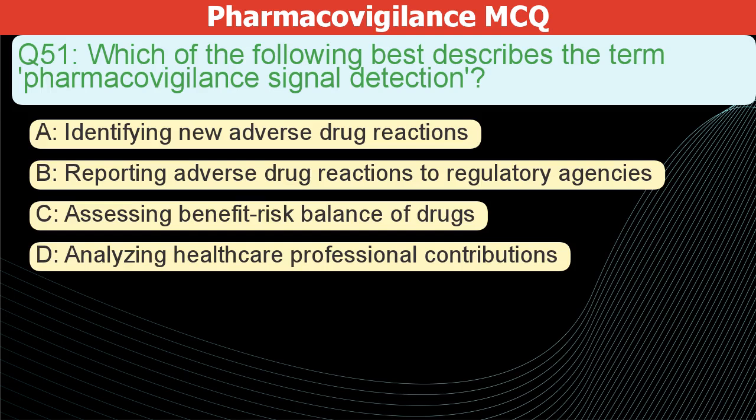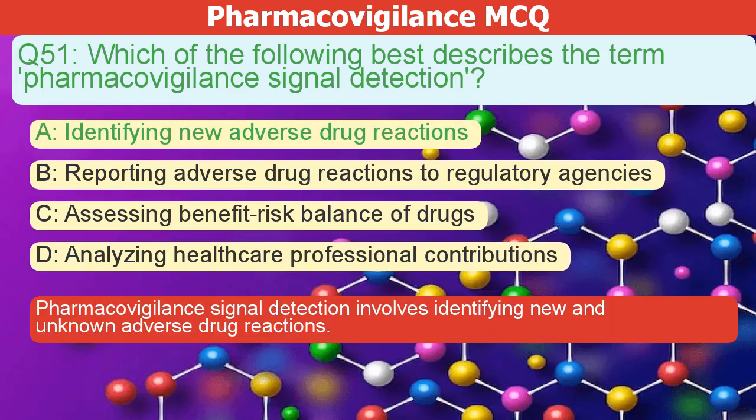Which of the following best describes the term pharmacovigilance signal detection? A. Identifying new adverse drug reactions. B. Reporting adverse drug reactions to regulatory agencies. C. Assessing benefit-risk balance of drugs. D. Analyzing healthcare professional contributions. The correct answer is A. Pharmacovigilance signal detection involves identifying new and unknown adverse drug reactions.